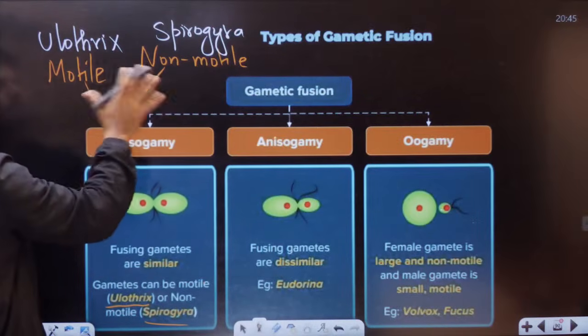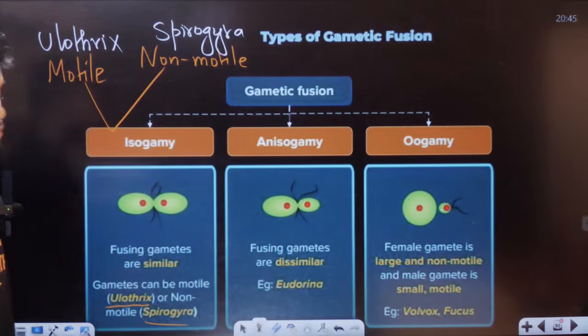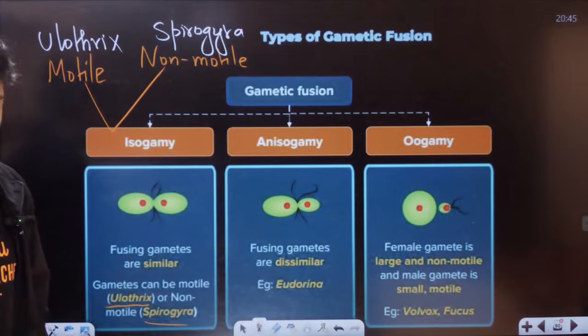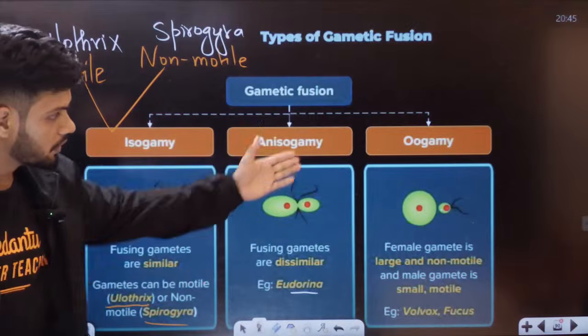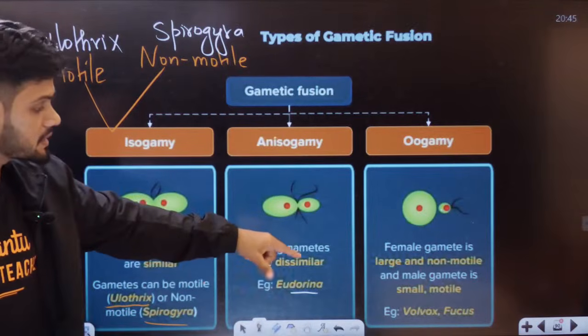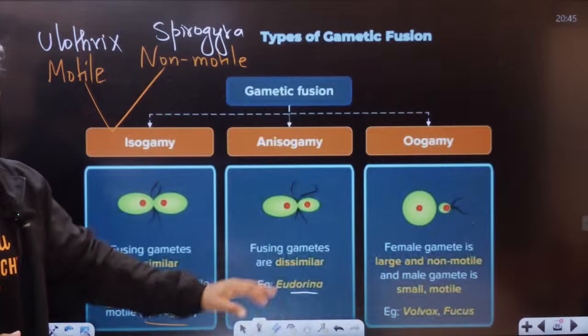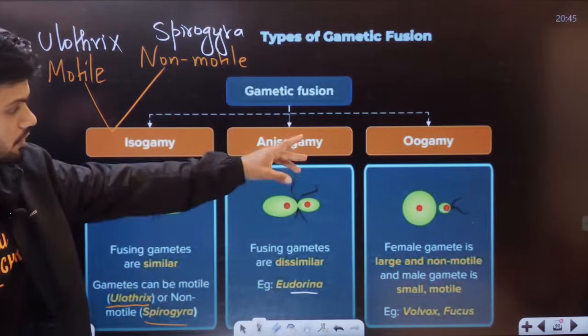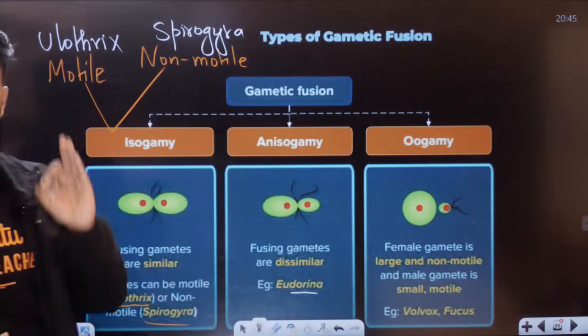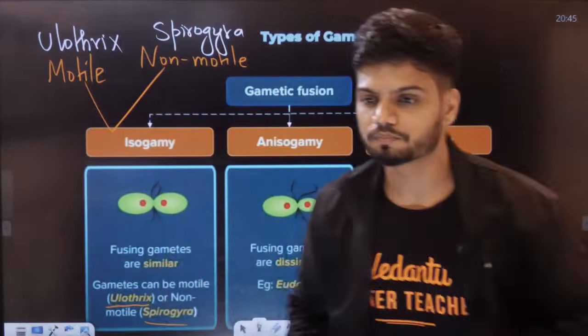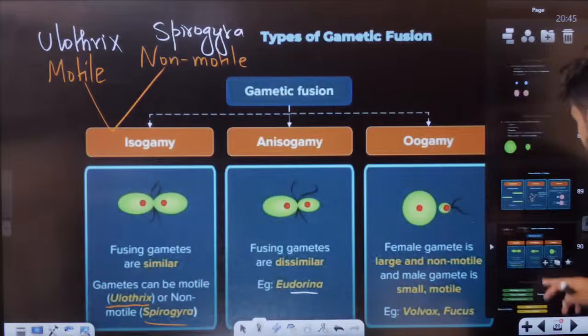If you remember this, you are sorted, students. Now, anisogamy, Eudorina is an example. Oogamy, Fucus as well as Volvox. Fucus and Volvox are two different examples of oogamy. So iso, aniso, oogamy, you have to remember this at any cost.